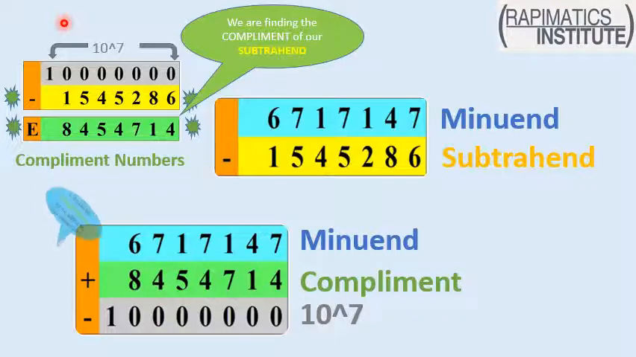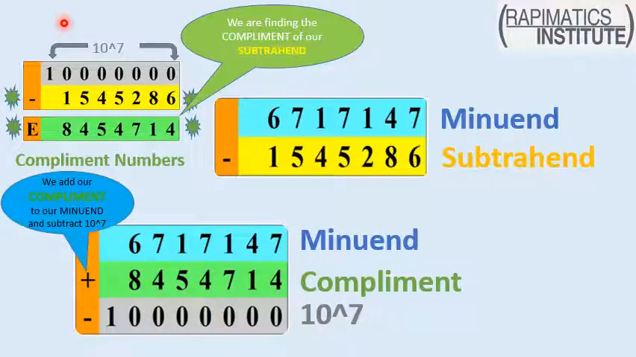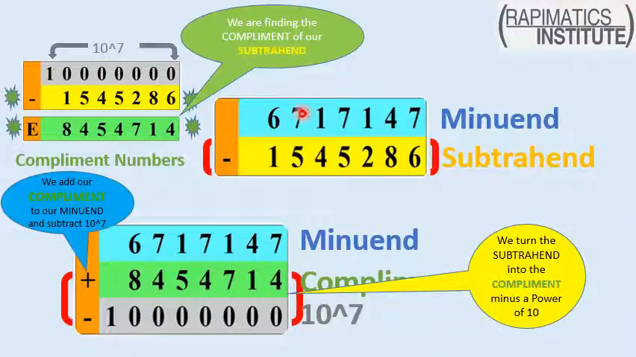Now what we're going to do here is add our complement to our minuend and subtract the power of 10. We do that because our first two boxes here, this box and this box, are actually equal to each other. The reason for that is because our subtrahend is actually equal to this complement number minus this power of 10.